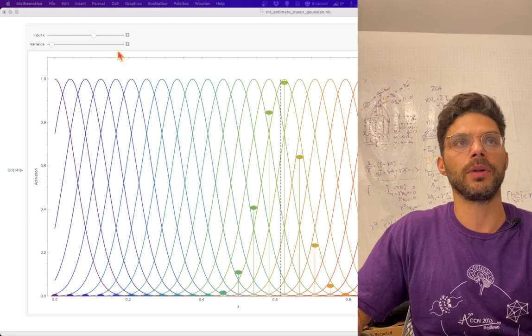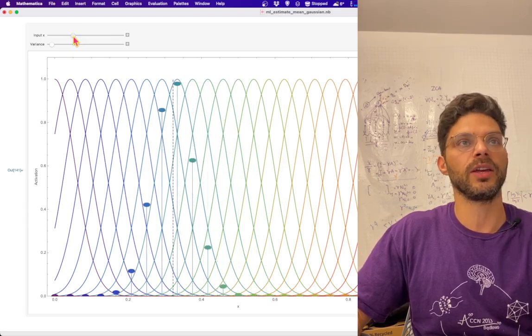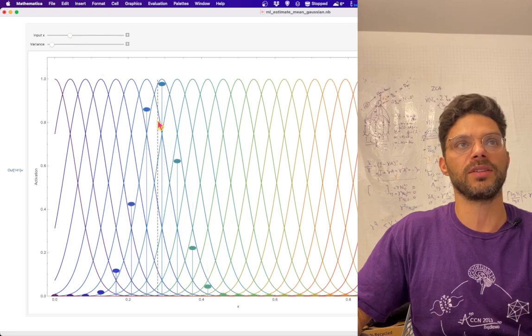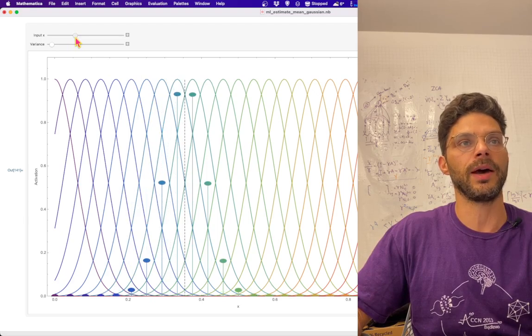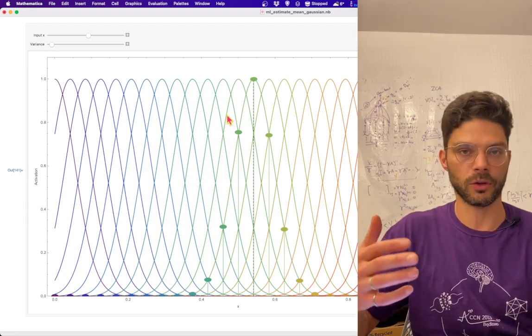So, for example, now I'm going to move the inputs around, and hopefully you can see that as we move around. Let's focus on this particular activity. That's the activity of this particular basis function. And as we move x, this dashed line, you see that its activity goes up and down. Once we're very far out, it's completely zero, and a new set of basis functions come online.